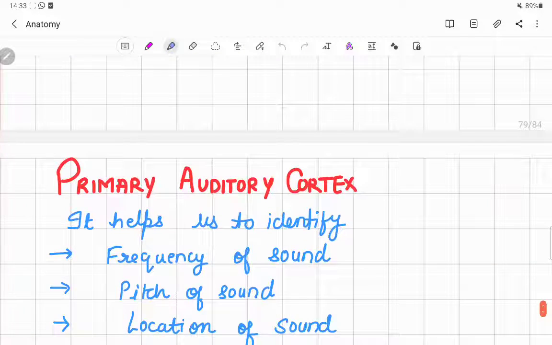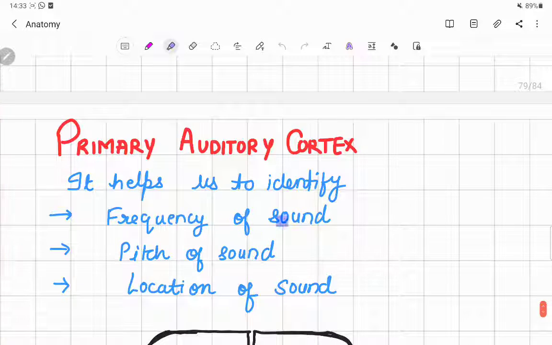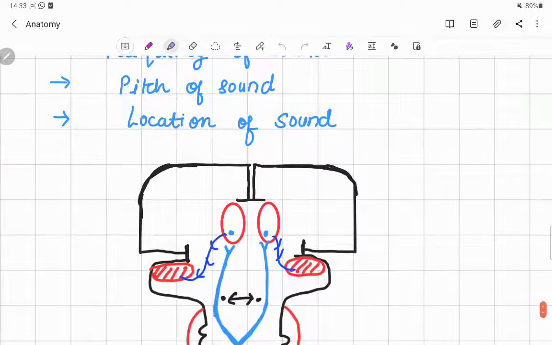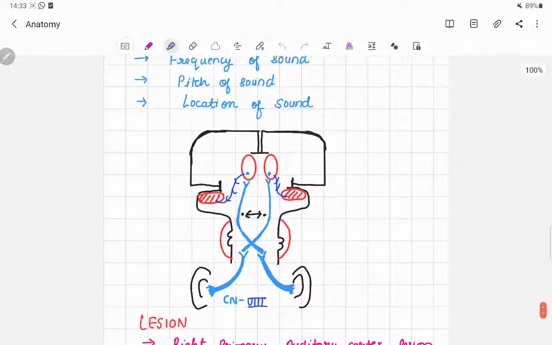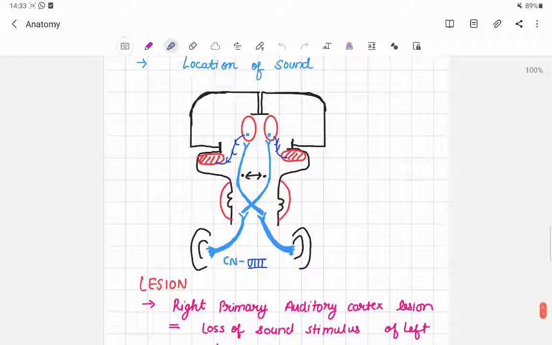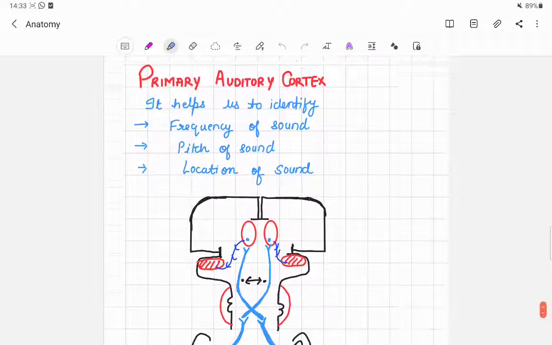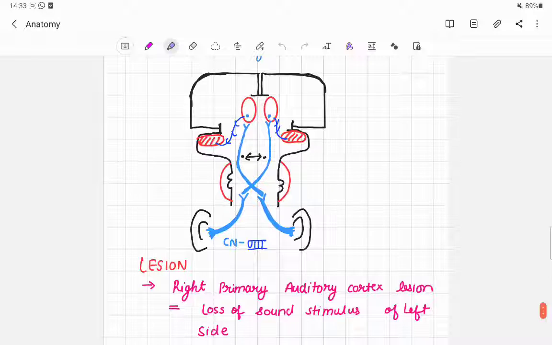Now let us talk about each of them in detail one by one. First of all, let us talk about the primary auditory cortex. It helps us to identify the frequency of sound, the pitch of the sound, and the location of the sound, that is, where the sound is coming from. Now let us see the mechanism of how the sensory information reaches from the ears to the primary auditory cortex of the temporal lobe of the brain.